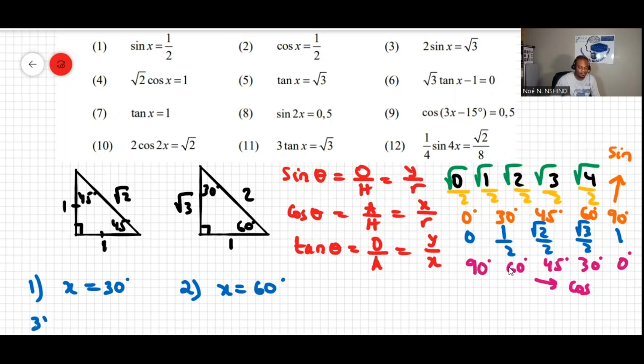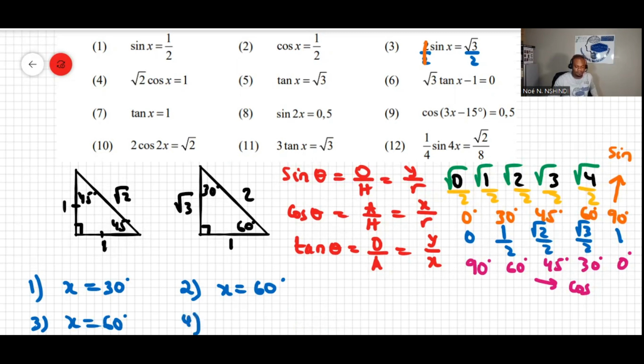Number 3, it says 2 sine x equals root 3. In a situation like this, we get rid of this 2: we divide by 2 on both sides. When we divide by 2, this part is simplified. So we have sine of x equal to root 3 over 2. I look for root 3 over 2 in blue. The solution is there. Because it's sine, they talk about sine of x, so x must be 60 degrees. So over here, x must be equal to 60 degrees.